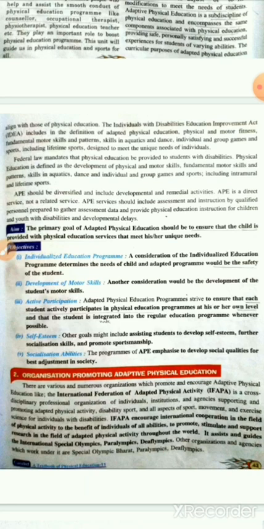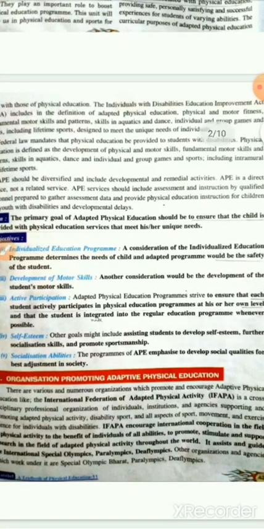Self-esteem. Other goals might include stimulating students to develop self-esteem, furthering socialization skills, and promoting sportsmanship. This adaptive physical education helps in developing confidence in disabled persons. It also helps to develop socialization skills. Socialization skill means to live in the society, and promoting sportsmanship spirit.